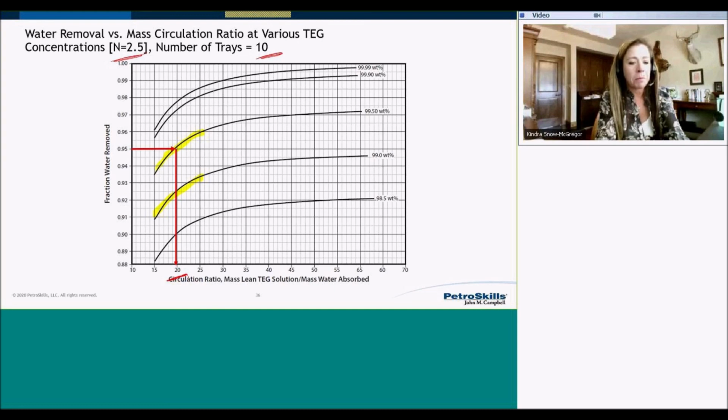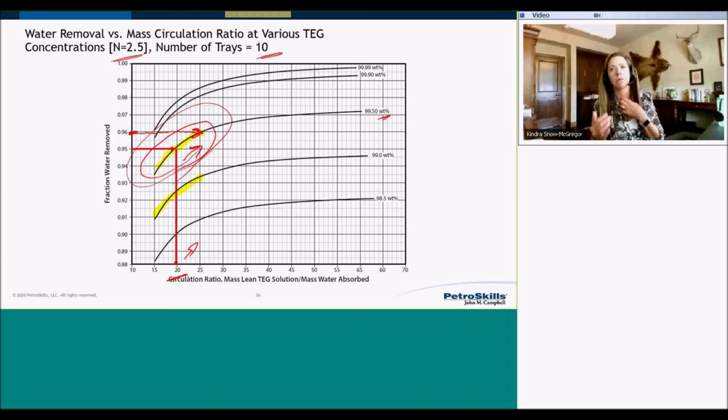The reason why is because notice when I'm down on the nose of this curve, let's say my temperature increased and now my inlet gas temperature increased. Now let's say I need to achieve 96% water removal, not 95. We know that our lean TEG concentration is going to have to go up. But just for talking purposes, if I have the capability of increasing my circulation rate, then I can still achieve my dry gas dew point spec. So having a plant that's somewhere on the nose of that curve is really the sweet spot where you want to be.